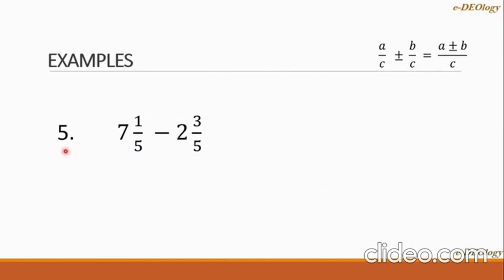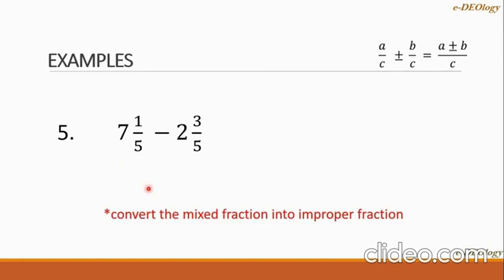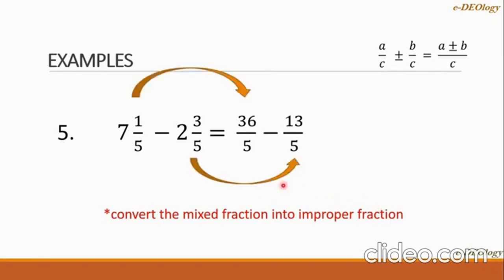Let's go to the fifth example. We have 7 1/5 minus 2 and 3/5. So we can see here we are going to subtract two mixed fractions. So the rule says we must first convert the mixed fractions into improper fractions.